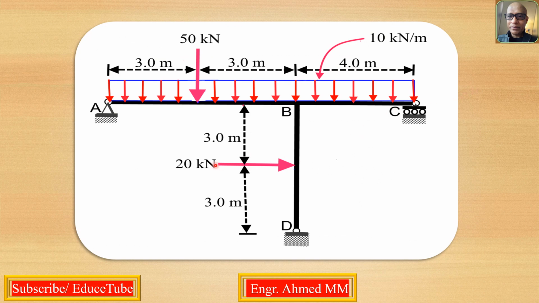Here is a rigid jointed frame structure which rests on, here we can see, a fixed support, a hinge support and a roller support. And this structure carries a number of loads. 50 kilonewton, this is a concentrated load. 10 kilonewton per meter, this is a uniformly distributed load.